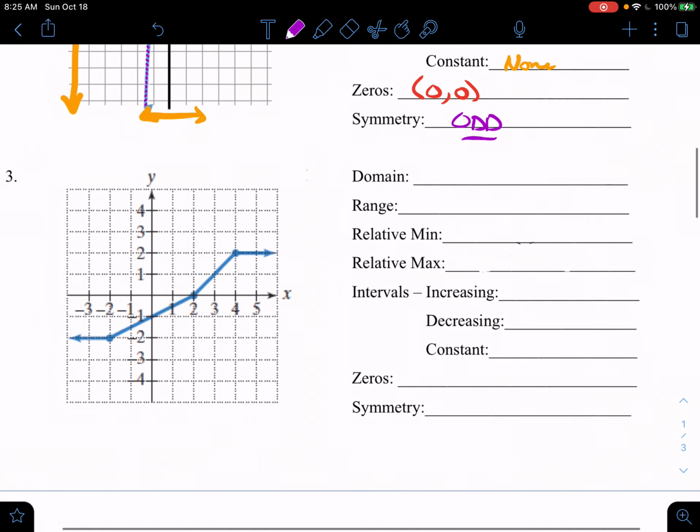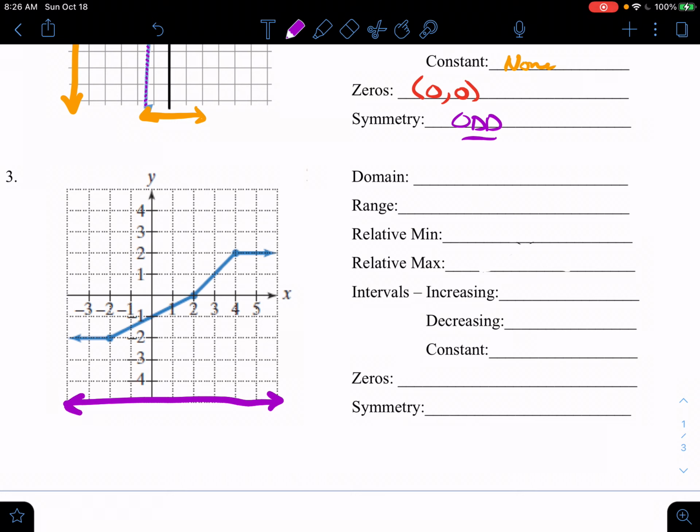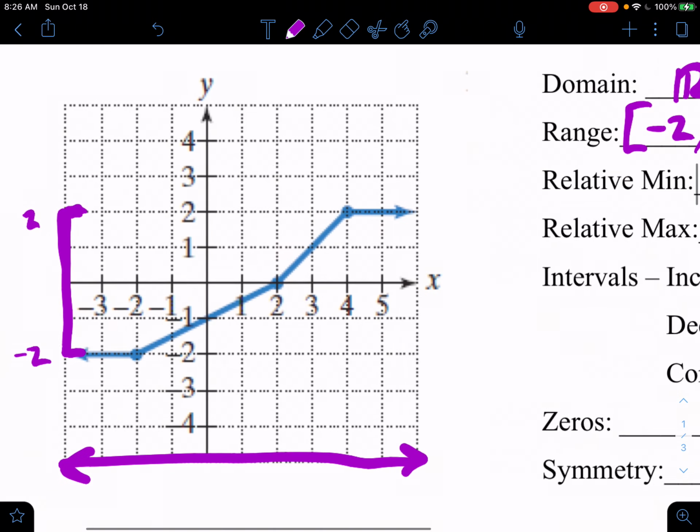Looking at problem number 3, again, we see a problem that does appear to be stretching out left and right. So we will say that our domain is all real numbers. Now, when it gets pushed to the side and we think about it that way, it appears we're going to be pinched in between the values of -2 and +2. So that will be our range. So -2 to +2.